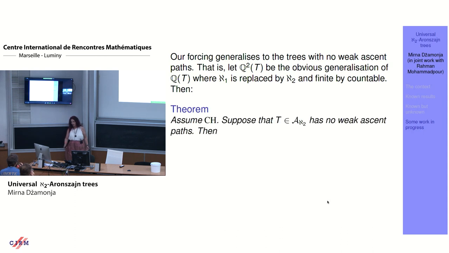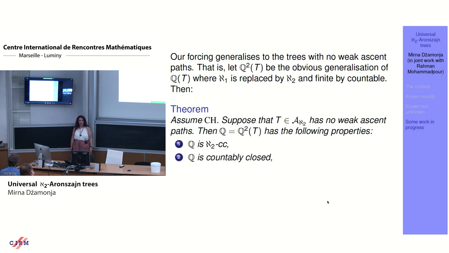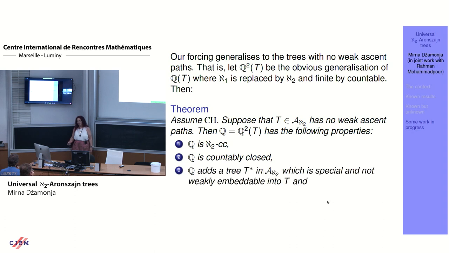Well, we can prove that under CH, well, we want to know that there are some Aleph 2 Aronszajn trees, so CH helps for that. So suppose that we have an Aronszajn tree with no weak ascent path, then this forcing is Aleph 2 CC, and it is countably closed, and it adds another Aleph 2 Aronszajn tree which is special and not weakly embeddable into the one we started from, and it specializes T. So it looks like we're done, right?